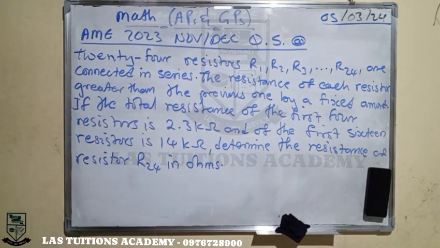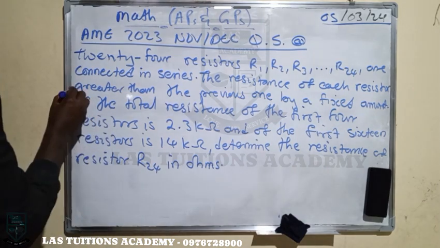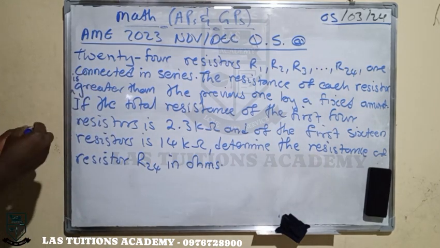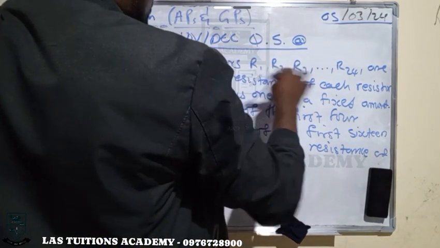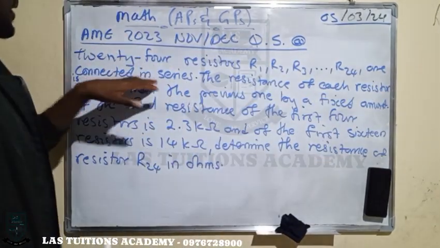Let me confirm this question. It doesn't say, sounds correct there. So there should be an "is" somewhere here. So I say these resistors are 24. There's R1, R2, there are 24 of them. They are connected in series.